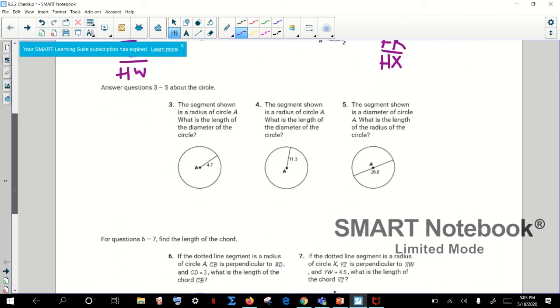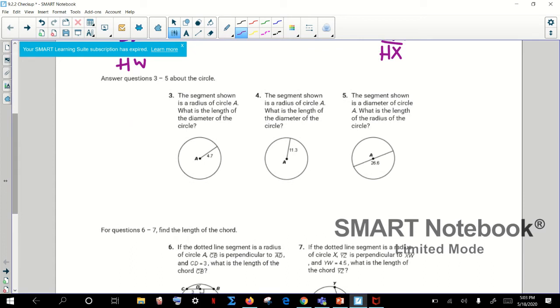Alright, so next we're talking about radiuses or radii and diameters. So in number 3 we're given a radius and we need to find the diameter. So the radius is half of the diameter, so that means the diameter is 2 times the radius. So I'm going to find my diameter by multiplying the radius, which is 4.7, times 2. So that means in this case our diameter, D, is going to be 9.4.